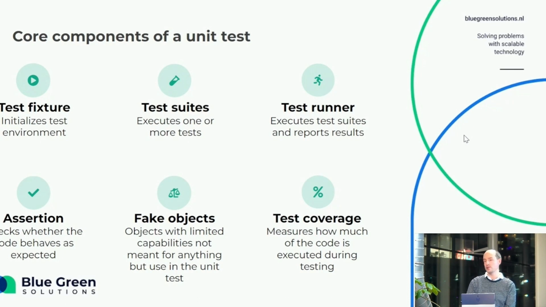An assertion, which is essentially a fancy name for checking whether the code behaves as expected. So you start with some fake objects, or objects that you create specifically to test your code. You don't have to fill in everything, but just that particular piece that you need. And then test coverage is measuring how much of the code is actually executed during testing, and how much of your code is being covered by your unit testing.